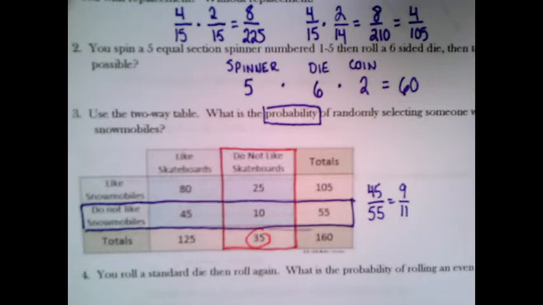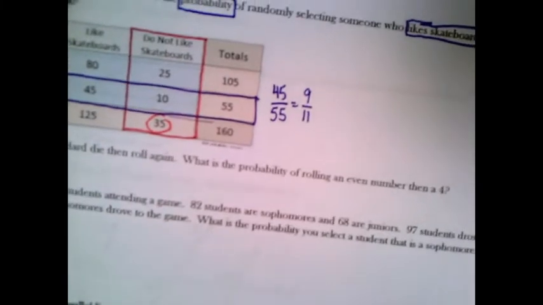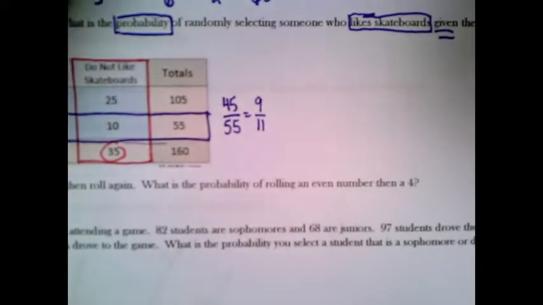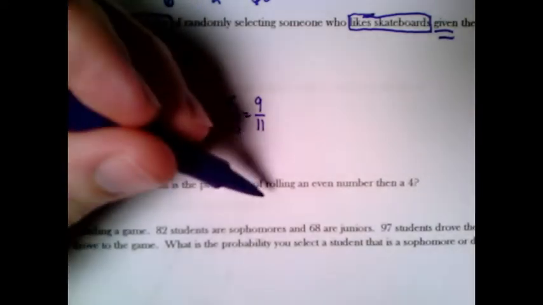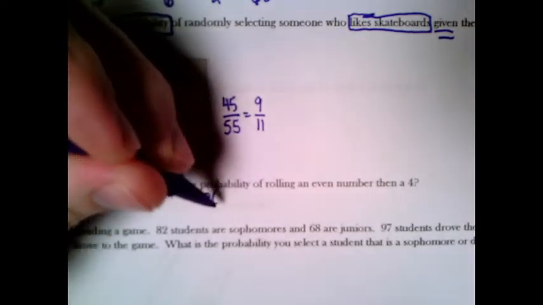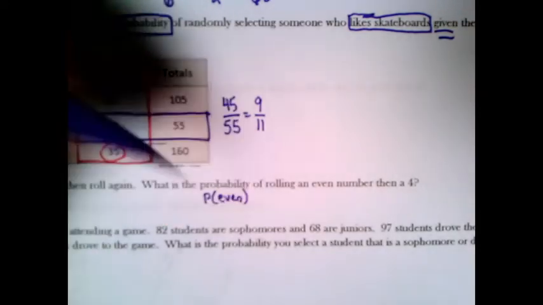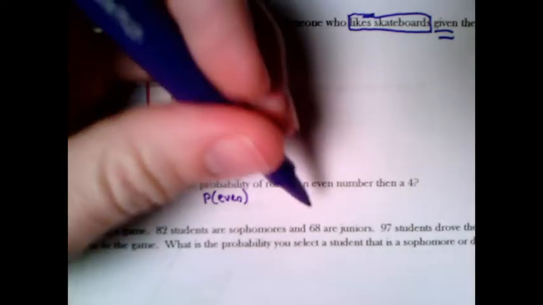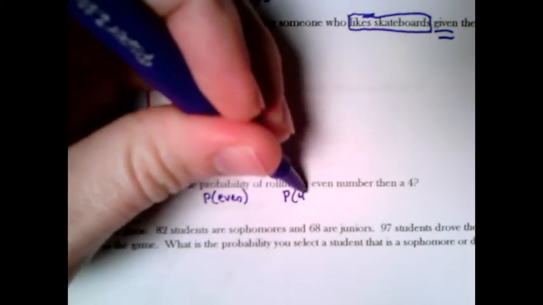Okay, question 4 says, let me move here. Oh, sorry about that. It says you roll a standard die, then roll again. What is the probability of rolling an even number and then a 4? So we may not have talked a whole lot about this, but you might see this on a test. I'm going to write the probability of an even. So if you see the P and then a little parentheses in it, that's saying probability of an even. And then we want the probability of a 4.